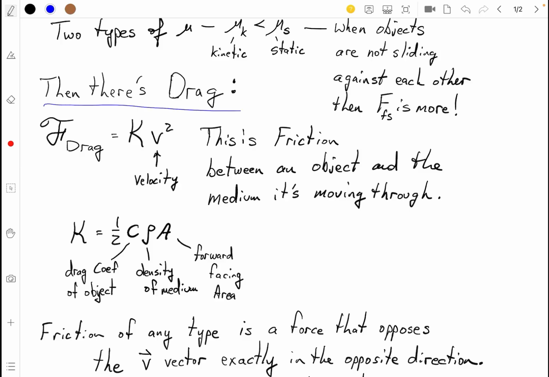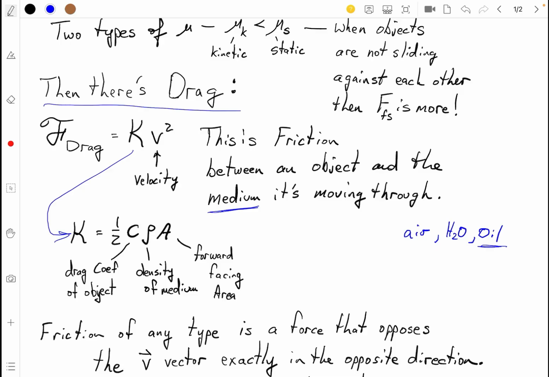Okay, so force of drag. We've got this kappa times our velocity squared. This is friction between the object and whatever medium it's moving through. What is that medium? It could be air. It could be water. It could be oil. So this kappa is actually a conglomeration, a mash together of 1/2 C rho A.